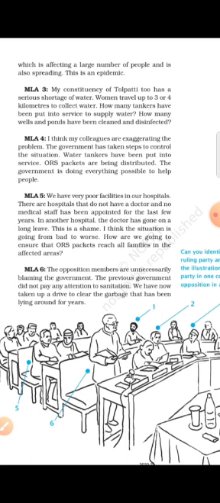So they also ask, my constituency has a serious shortage of water. Women travel 3 to 4 kilometers to collect water. How many tankers have been put into service to supply water? How many wells and ponds have been cleaned and disinfected? Okay, direct question for the water minister or health minister.